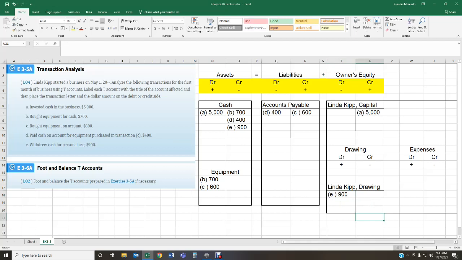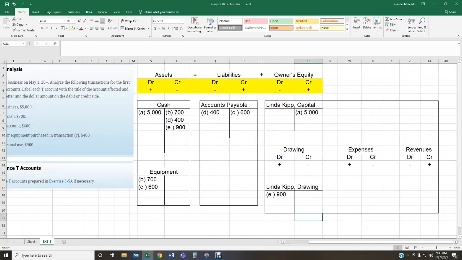Okay, so those are your transactions A through E. So we've recorded them into our accounting equation. This is what our accounting equation looks like.